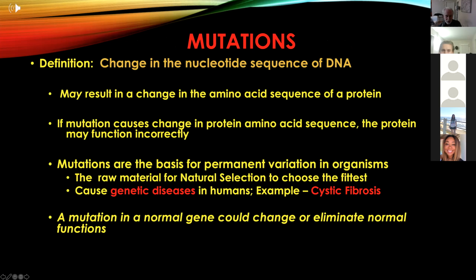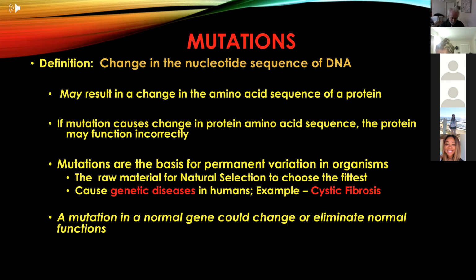So now we're going to switch away from specifically the CFTR protein and talk about mutations in general. What is a mutation? It's any change in the nucleotide sequence of DNA. So remember that. It may result in a change in the amino acid sequence, or it may not, and we'll talk about that in a little bit. Now, if the mutation does cause a change, the protein may not function properly.